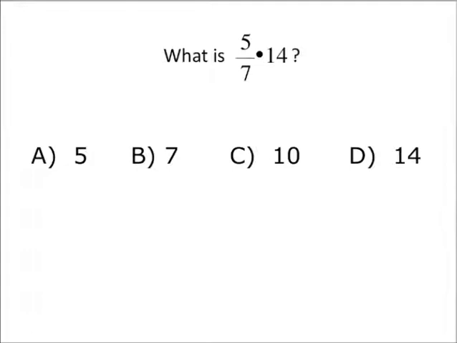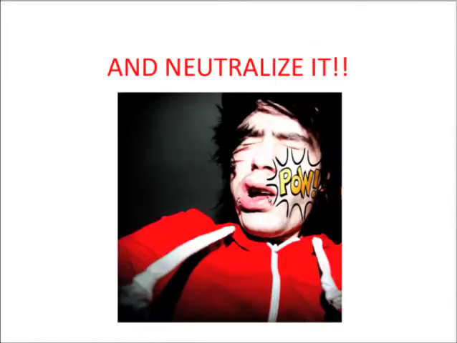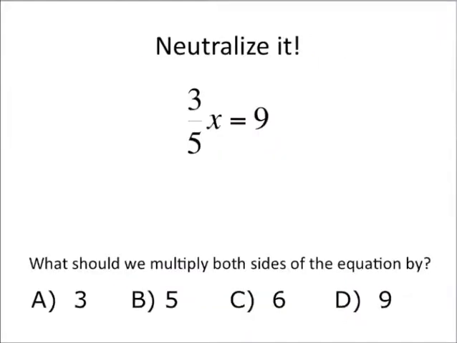So what is 5/7 of 14? Hopefully you answered 10, since 14/7 is the same as 2, and 5 times 2 is 10. So if we multiply any fraction by any multiple of its denominator, we neutralize it. Now let's see how this weakness helps us solve equations with fractions in them.